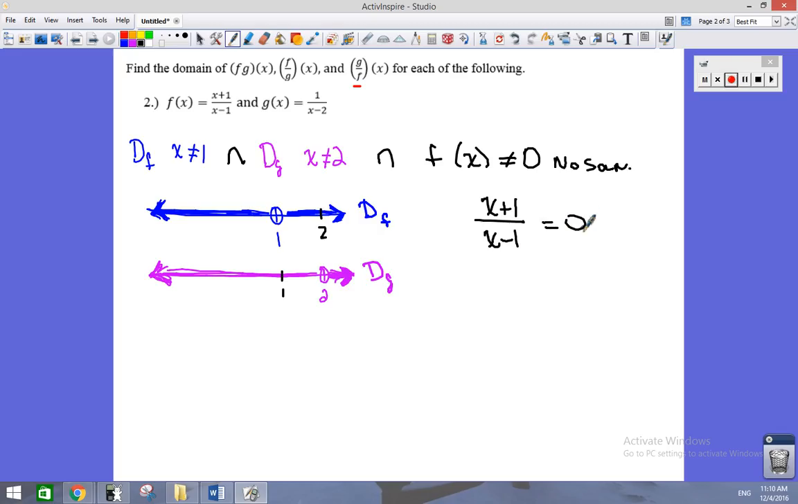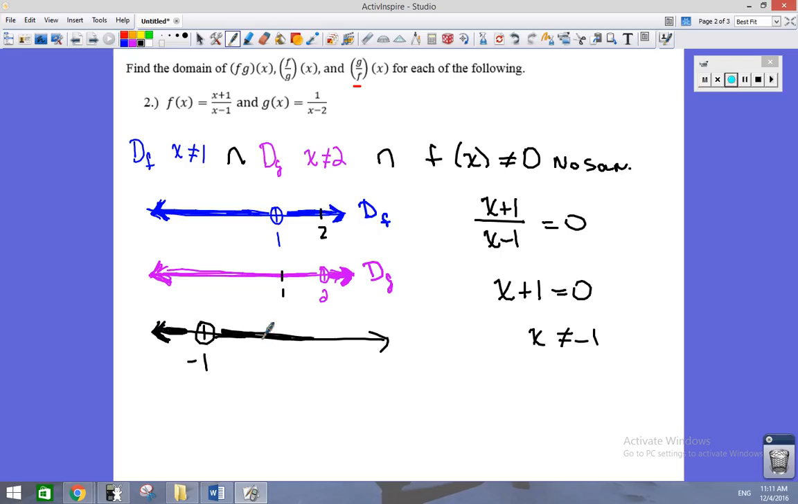Now, does this equation have a solution? Well, this time I think it does, because this fraction will reduce to 0 if the numerator is ever equal to 0, and that numerator will be 0 when x is equal to negative 1. I want to prevent that from happening. I've got negative 1, which is to the left of positive 1 and positive 2. I can't let x equals negative 1 be in the domain for this function g over f. So I have to exclude it.